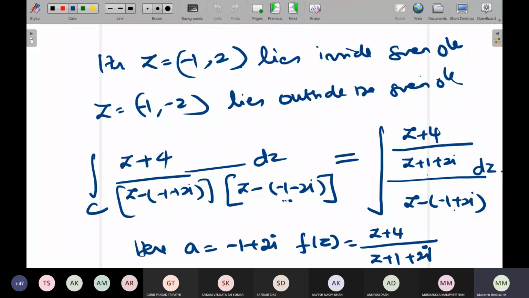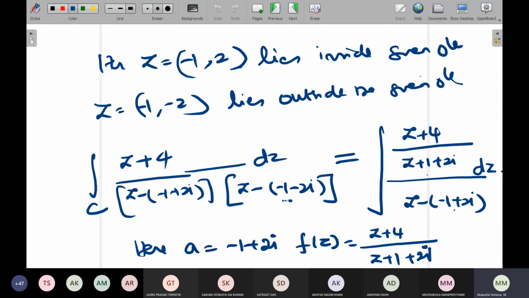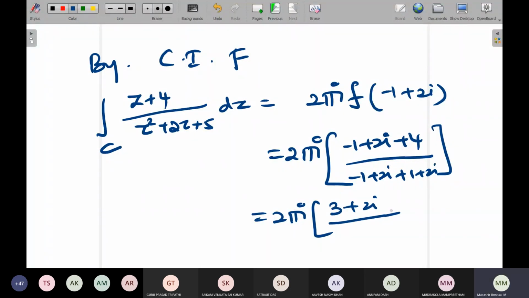What is your f of z? f of z is z plus 4. So z plus 4 means -1 plus 2i plus 4, divided by z plus 1 plus 2i. What is z? z is -1 plus 2i, plus 1 plus 2i. Now simplify this, 2 pi i. So you'll get 3 plus 2i divided by, -1 plus 1 will be getting cancelled, and you will get 2i plus 2i, it is 4i.